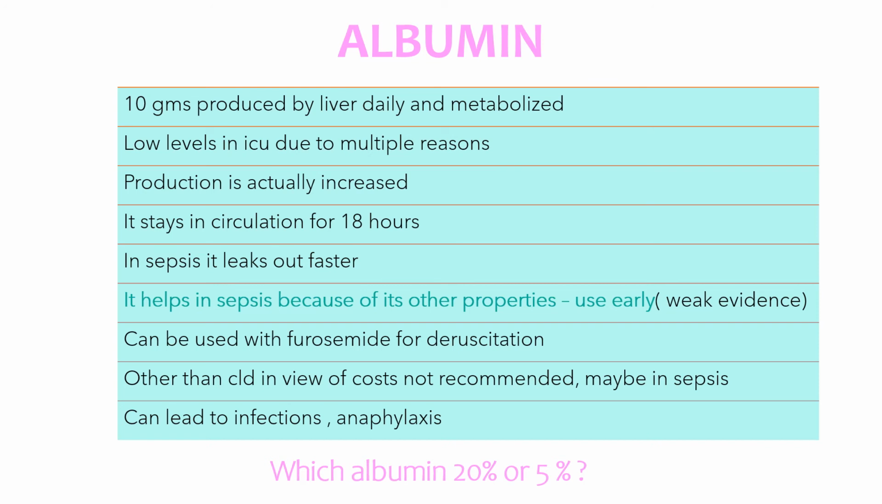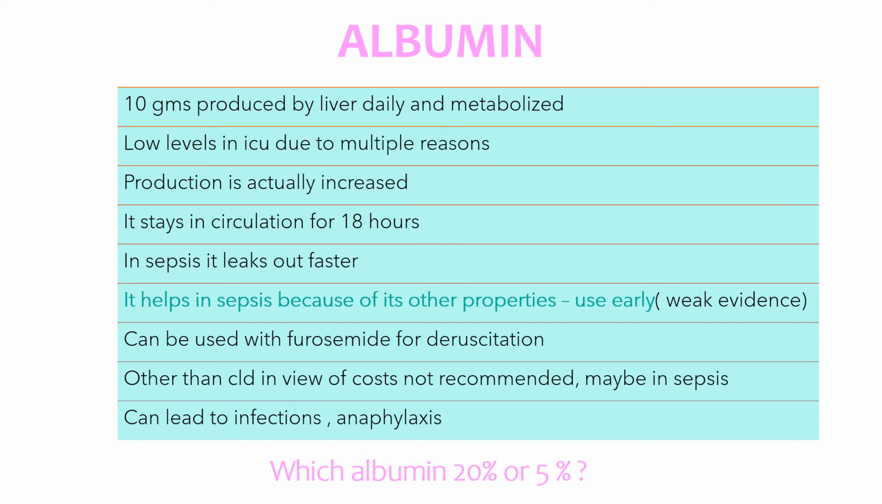Now, which albumin, 20% or 5%? So 5% actually comes in 250 ml, while 20% comes in 100 ml. So when you give 20%, you are giving a lot of albumin fast. Thereby, if you give it 20% over 10-15 minutes, you suddenly draw water from the extravascular into the intravascular space and can throw the patient into pulmonary edema even. So you should not give it as a bolus. Please remember that it should be given slowly.